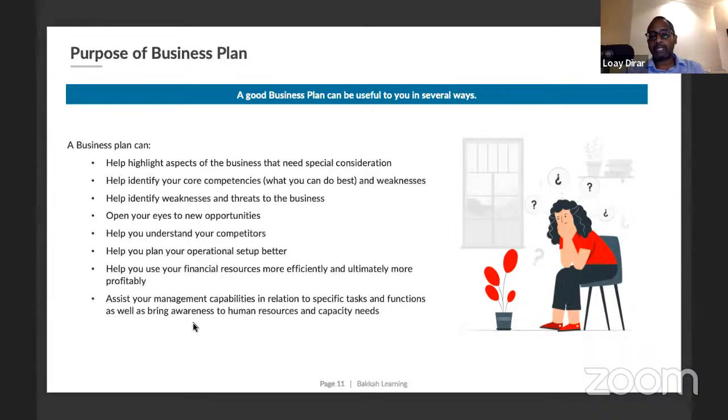It can also help you assess your management capabilities in relation to specific tasks and functions, as well as bring awareness to human resource and capacity needs. And this brings in a very important fact: people build nations. So when you consider establishing a business, you need to develop a business plan, but at the heart of every business plan comes the value of human capital. Don't ever underestimate the value of having the right competencies in place.